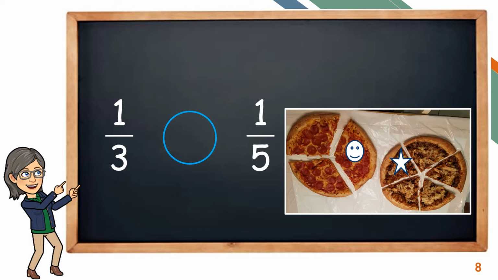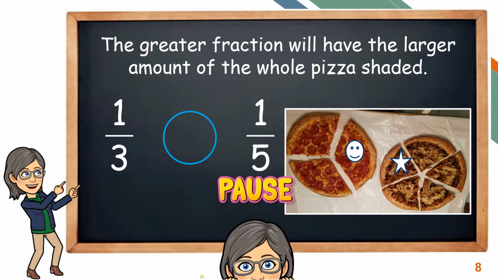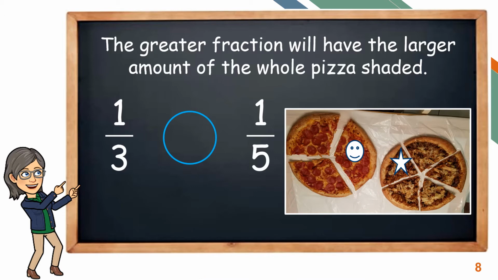The greater fraction will have the larger amount of the whole pizza shaded with a symbol. The greater fraction will have larger slices of pizza. Since we are looking at the same number of slices we want to eat, that is the same numerator of one slice in each pie. Which pizza has more shaded, meaning a larger slice marked by a symbol? If you said the pizza with 3 slices in the whole pizza has a bigger slice, you are correct. That means that 1/3 is a larger slice than 1/5, and 1/3 of a pizza would give you more to eat.